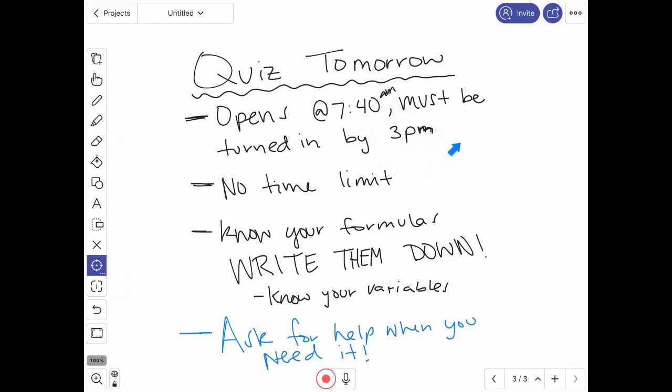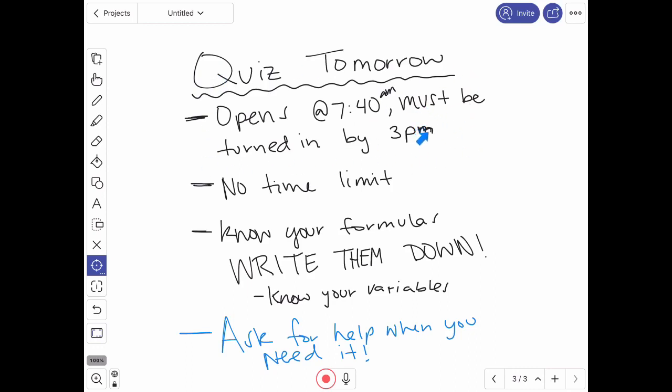So do not start it at 3 p.m. It needs to be turned in by 3 p.m. I'm pretty sure it will lock. I don't know exactly how Canvas does it, but I don't want you to run into that issue of, Miss Jackson, I got locked out of my quiz. Can you please reopen it? So just make sure you get it turned in by 3 p.m.